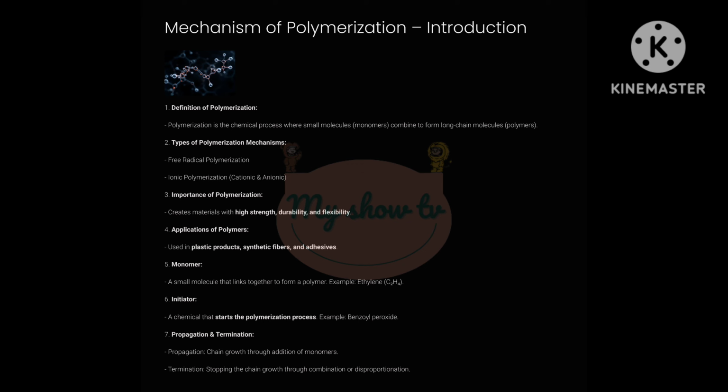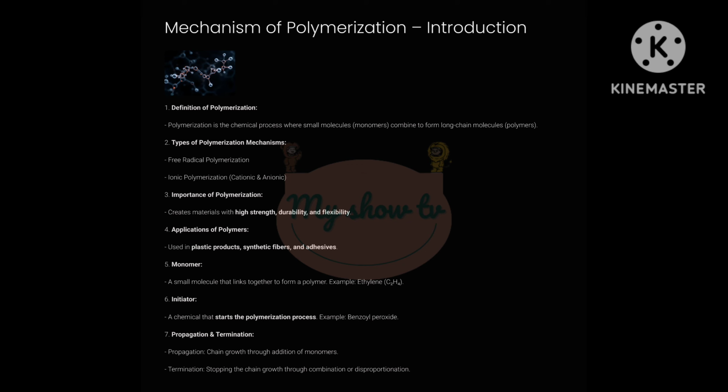Both involve the growth of polymer chains, but differ in the initiating species, radicals in one and ions in the other. 3. Importance of polymerization. Polymerization is significant because it enables the creation of materials with specific properties like strength, flexibility, and chemical resistance, essential for various engineering and industrial applications. 4. Applications of polymers. Polymers are extensively used in plastic manufacturing, synthetic fibers, rubber production, and adhesives.